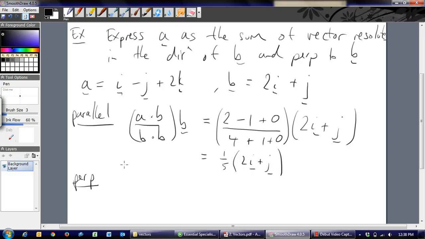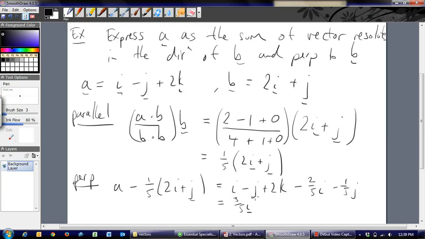Okay, perpendicular vector. The perpendicular vector is A minus this. Remember, that's the formula: A minus the parallel vector. So it'll be A minus 1/5 of 2I plus J, which equals I minus J plus 2K, minus 2/5 I minus 1/5 J. Let's neaten this up a little bit. We've got I minus 2/5 I, so we get 3/5 I. For the J's, we've got negative J and negative 1/5 J, so we end up with negative 6/5 J, and we've got positive 2K. That remains. And so there is your perpendicular vector. There's another 2 marks in last year's exam. Really, really easy.